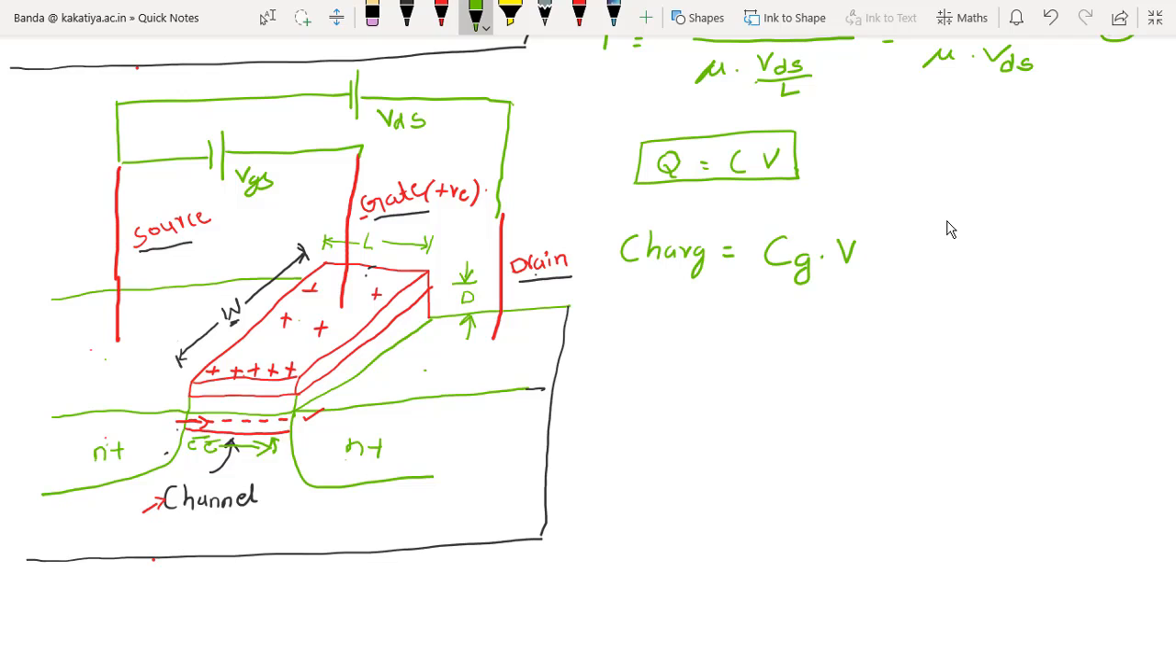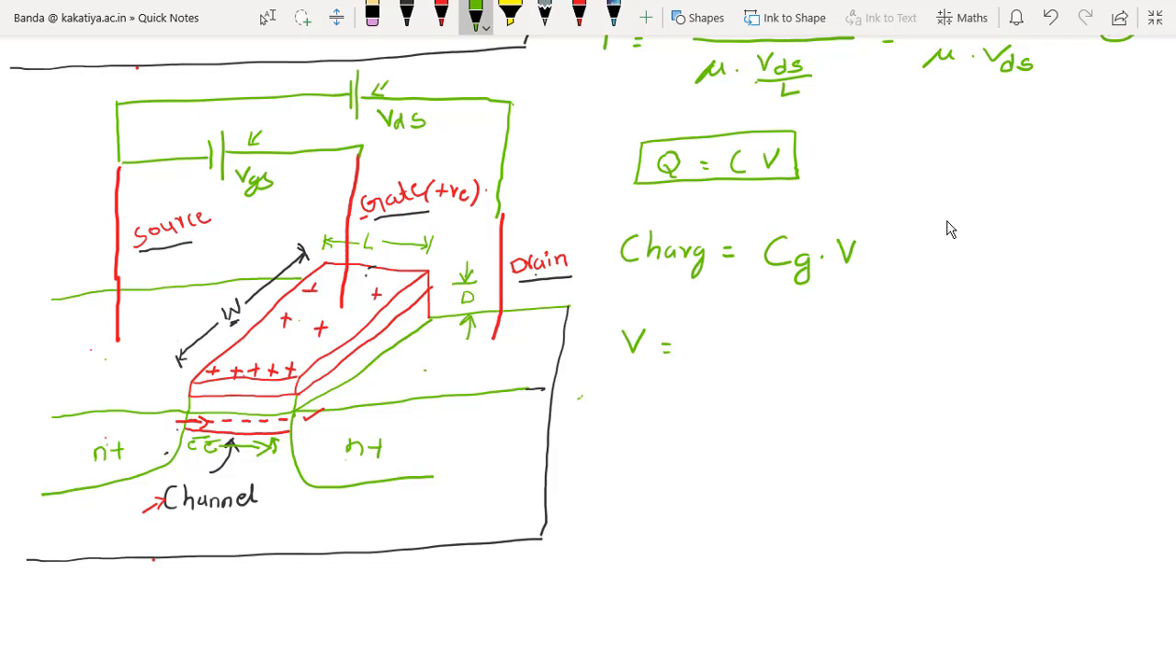Now first of all, we have to find out the voltage. Since we are applying two voltages for the MOS transistor to flow current, we have to take the average of this voltage. In order to take the average of two voltages, first we have to find out the supporting voltage at the gate, at the source side.